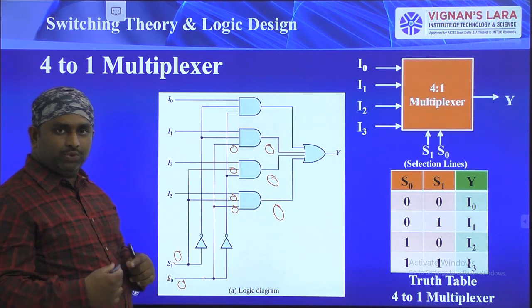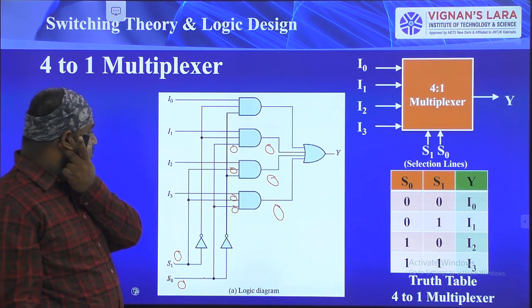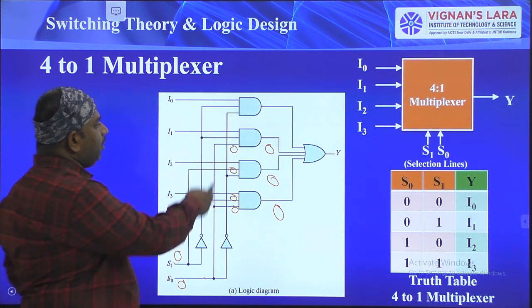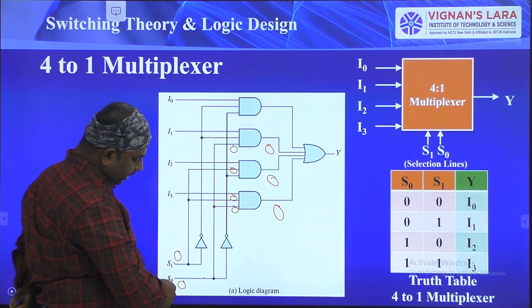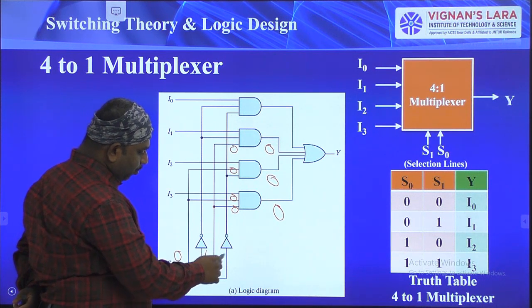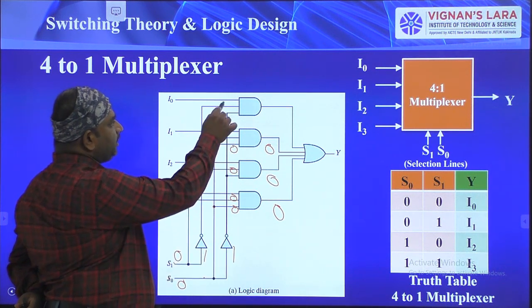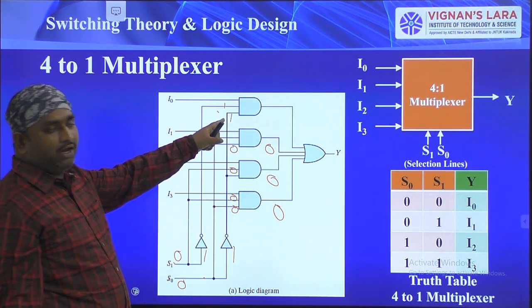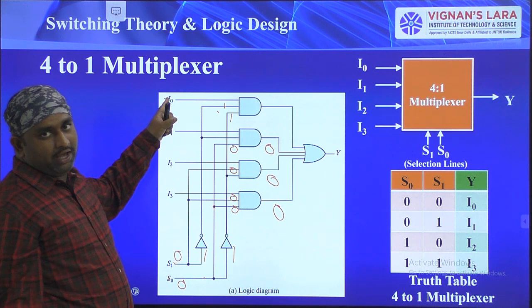S0, S1 values we selected. Now, which gate is the remaining gate? This is the remaining gate. Here S0 is equal to S1 is equal to 0, 0. This is 1, this is 1, so this one is connected to here and this one is connected to here. So for this AND gate, two inputs are 1, 1 and one more input I0 is there.